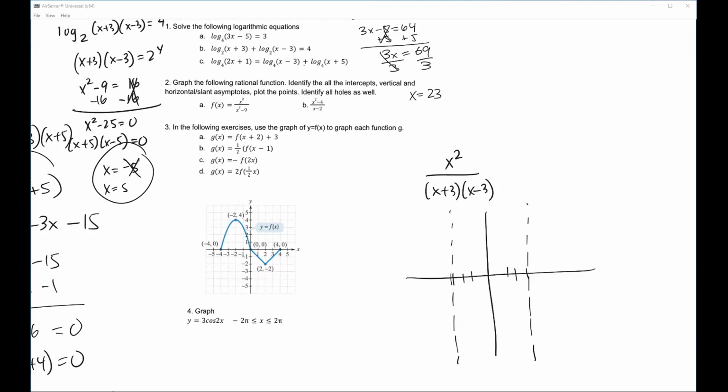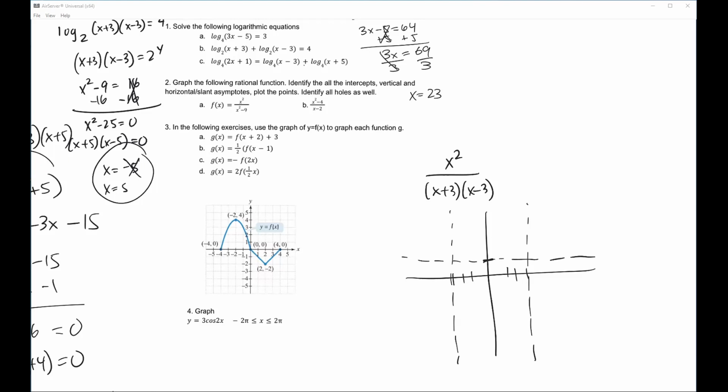Let me just look it up. So it's the rule. Yeah, the divided leading coefficient. So if the powers are the same, x squared, you just divide the coefficients, which is 1 and 1, so that's 1. So the horizontal asymptote would be this way, right? And then you just have to pretty much plug in numbers for this, right?